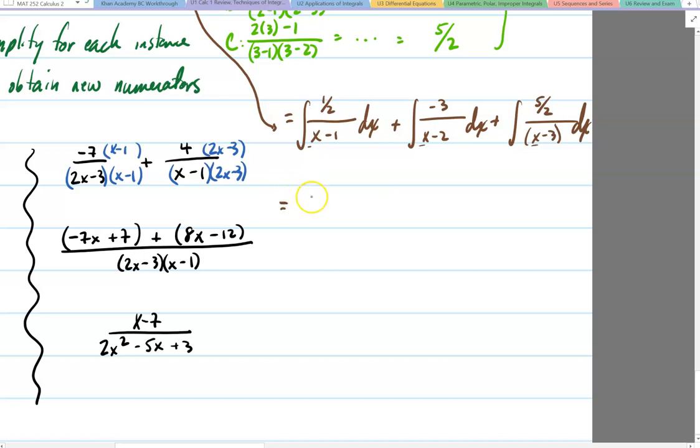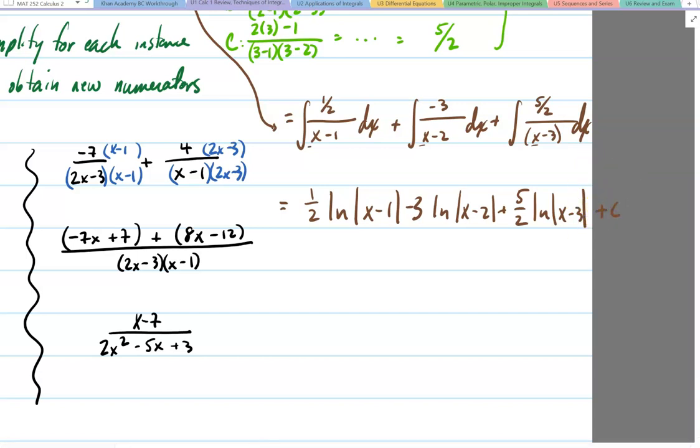So it looks to me like we're going to have 1/2 natural log of the absolute value of x minus 1 plus, well, let's call it minus 3 times the natural log of x minus 2 and plus 5/2 natural log of x minus 3. And we'll try to squeeze in the plus c at the end.